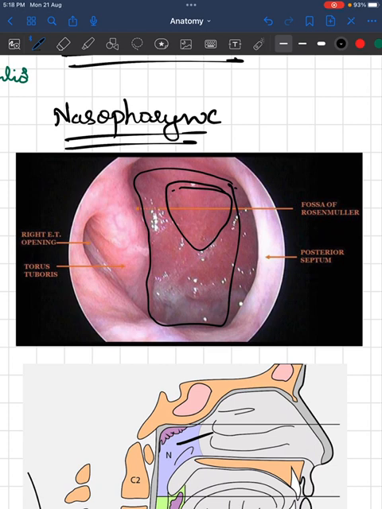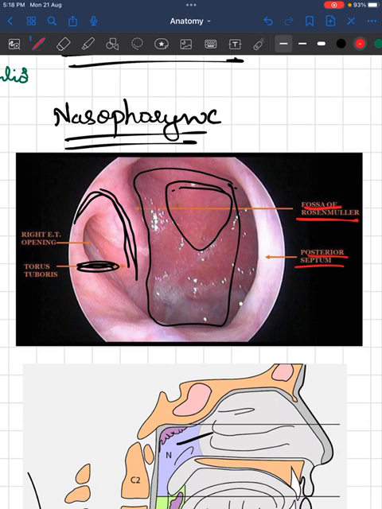On the lateral wall, we can see the torus tubarius and the eustachian tube. Torus tubarius is nothing but an elevation over the eustachian tube. The fossa behind the torus tubarius is the fossa of Rosenmuller, and we can also see the posterior septum.